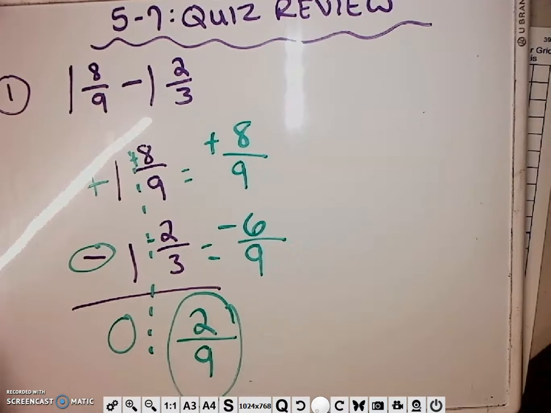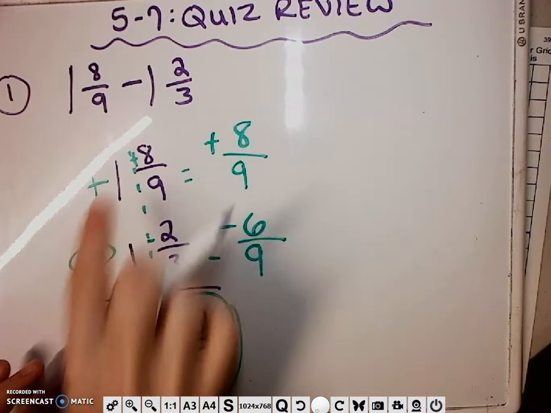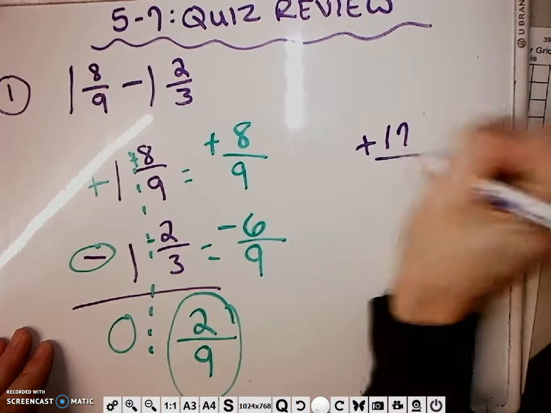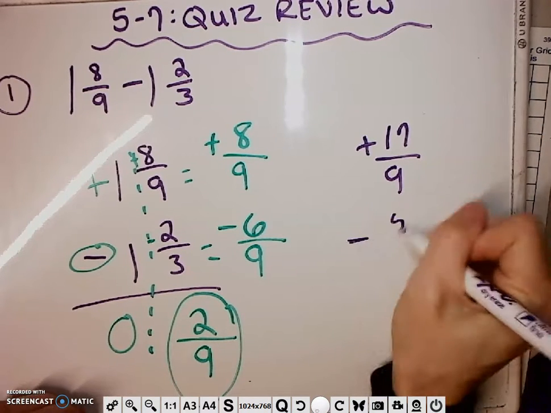If you changed it to improper, you would do the same thing. The top one would be positive. I think we said 17 over 9? And the bottom one would be negative 5/3.